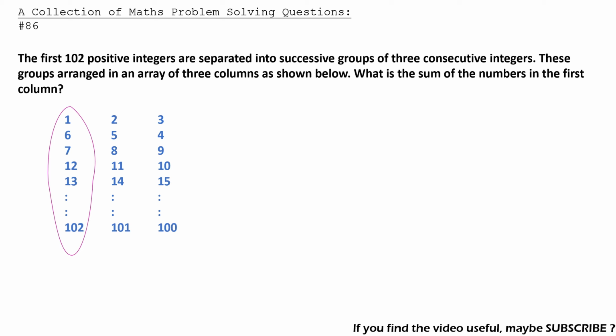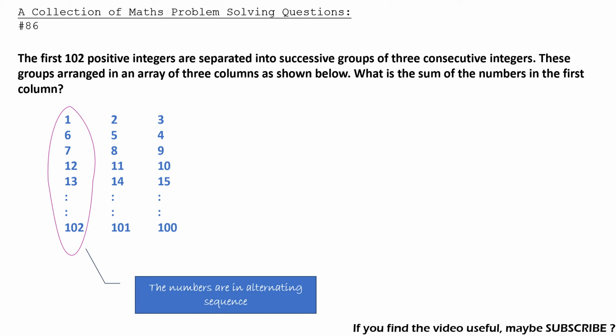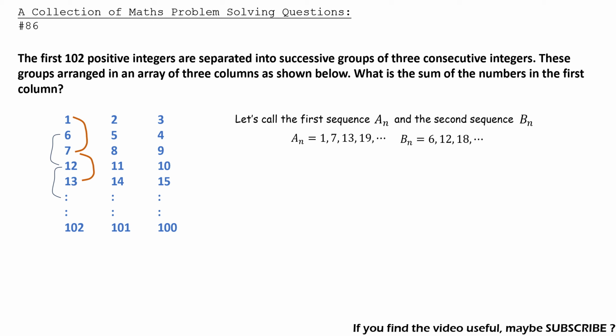Now, if you look at the numbers here, I think there are 2 separate sequences. The alternating sequences would be 1 and then 7 and then 13 and then 19. So it's 1, 7, 13, 19. This is a sequence, and the other sequence you'd find is 6, 12, 18. So that's what it is.